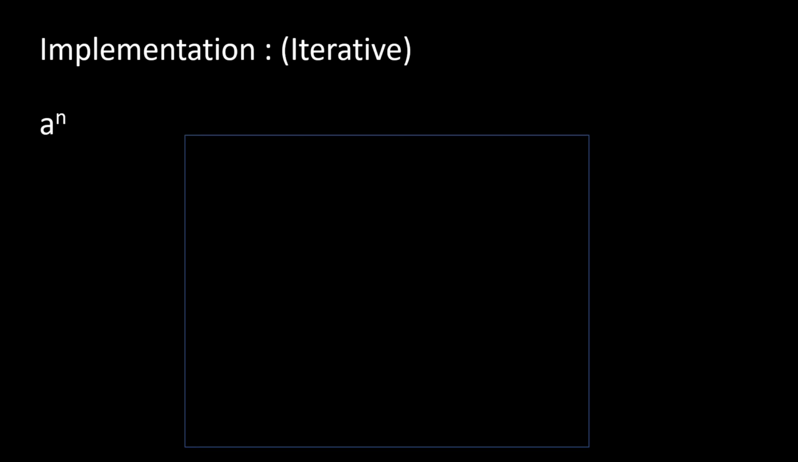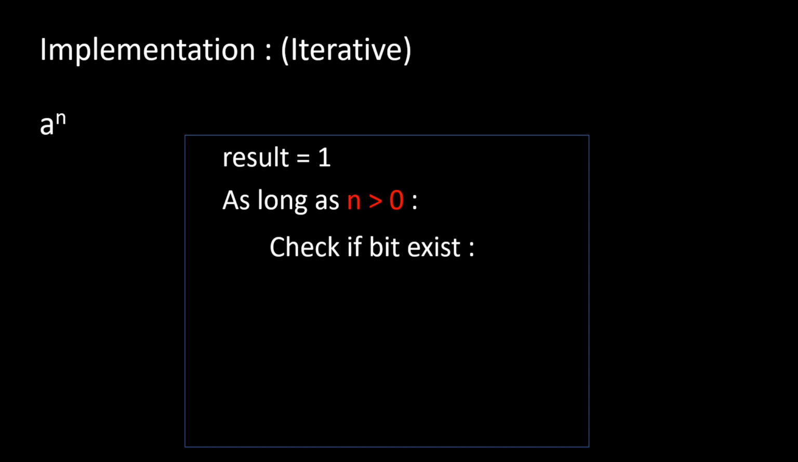Now the iterative way. Well, the iterative way is a bit tricky because we treat the number as if it's in binary form, which is zeros and ones, instead of decimal form. So let's initialize the result to 1 and check if the power is greater than 0 or not. And as long as the power is greater than 0 and if the bit exists, we check it from left to right. Do you remember we represent 15 in the binary form as 1 1 1 1? So basically we are going through each bit and check if it's 1 or 0. If it's 1, the bit exists, and if the bit exists, we just multiply result with a.